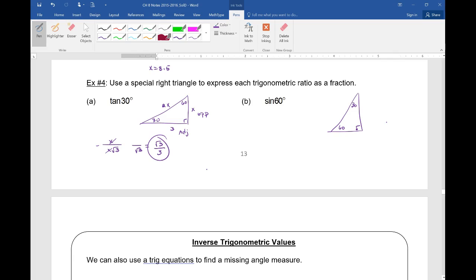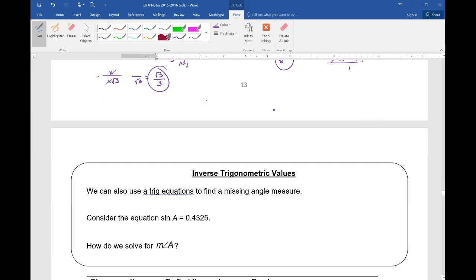Now I'm not going to call it X this time. I'm just going to call it 1. Why? Because I can do that. And if that's 1, how big is the other leg? Radical 3. And how big is the hypotenuse? 2. Okay? Now, if I want the sine of 60, that's opposite over what? Opposite over hypotenuse. And so sine of 60 is equal to root 3 over 2. And that's your answer. Okay?